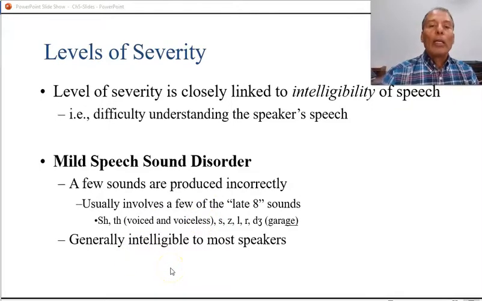But generally, the level of intelligibility of mild speech sound disorders is intelligible to most speakers, familiar speakers or unfamiliar speakers. Family members have no difficulty understanding the child. A stranger on the street would have no difficulty understanding the child because, with the context, if the child is saying right as white, they will be able to understand that the child doesn't have the R sound.